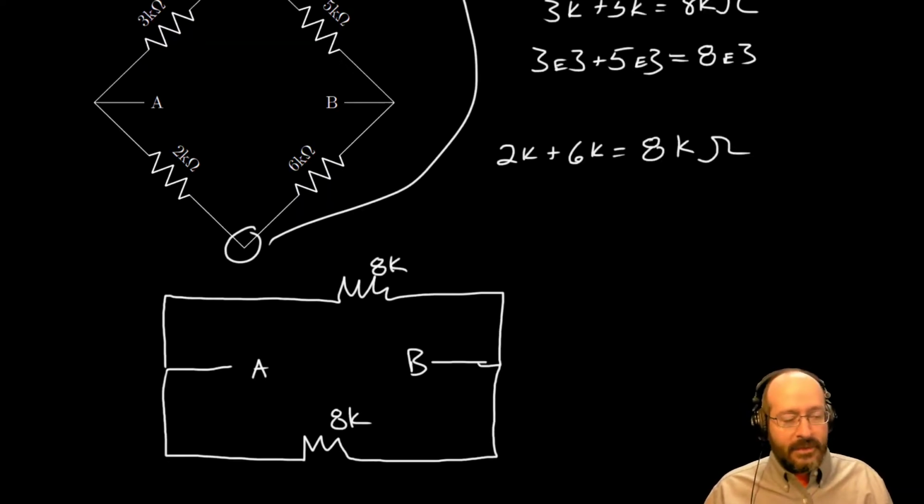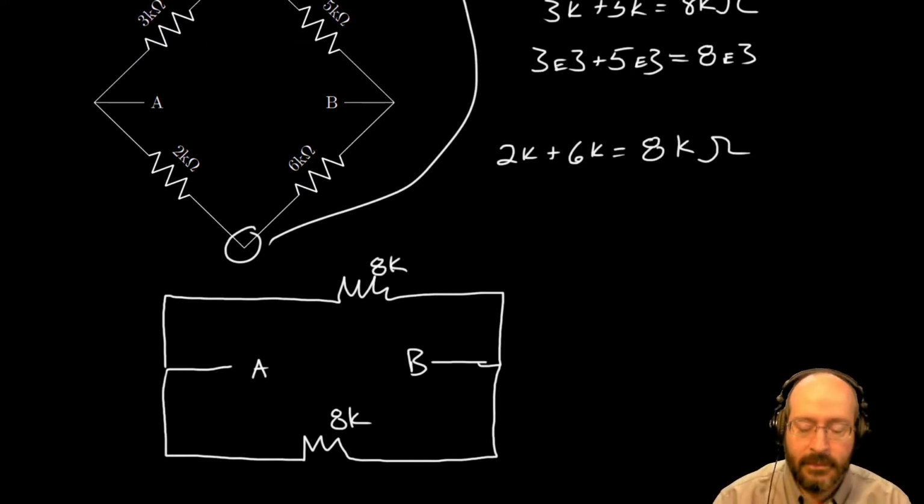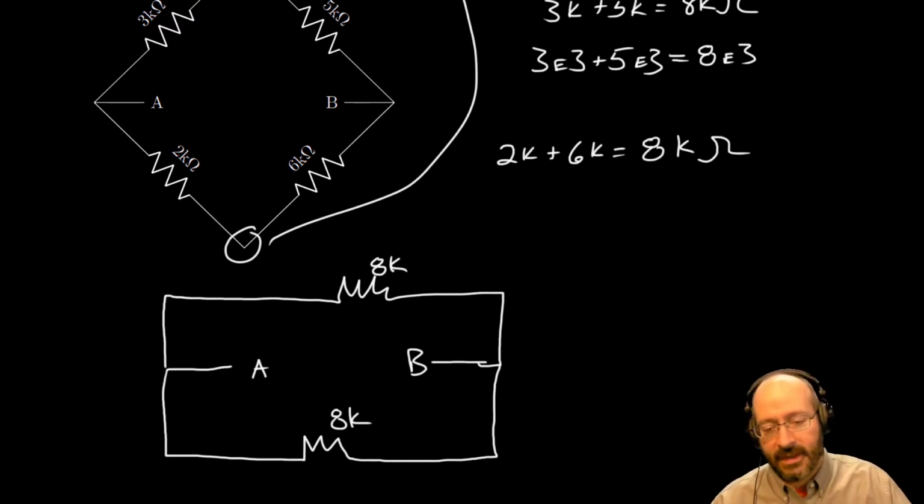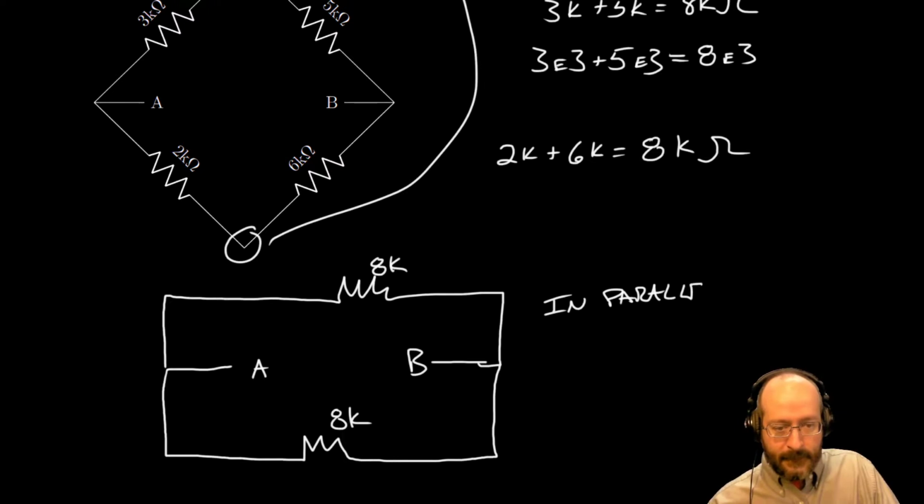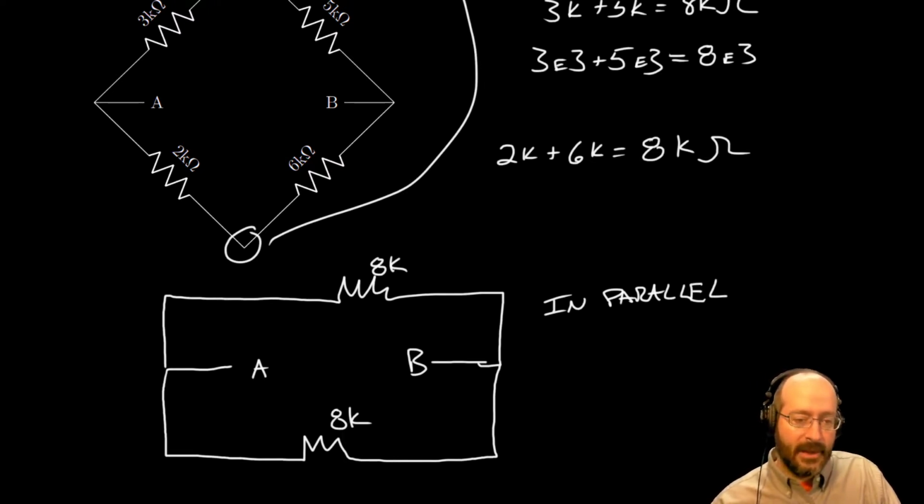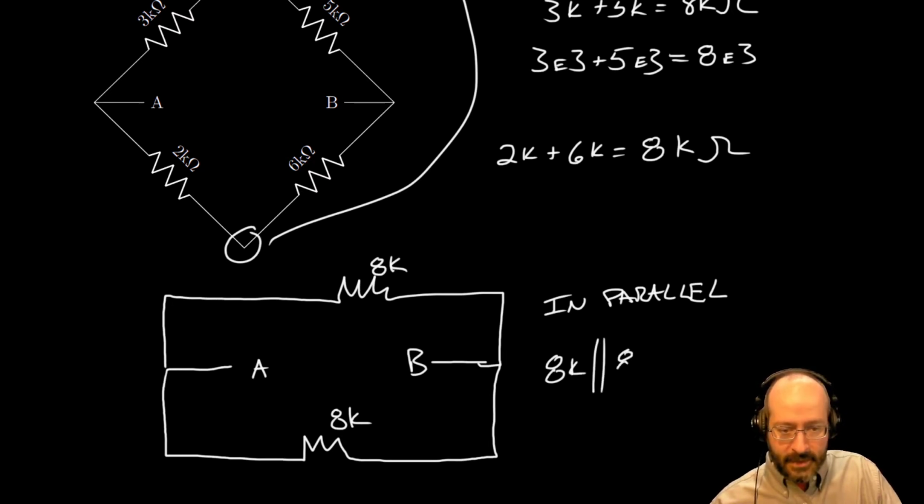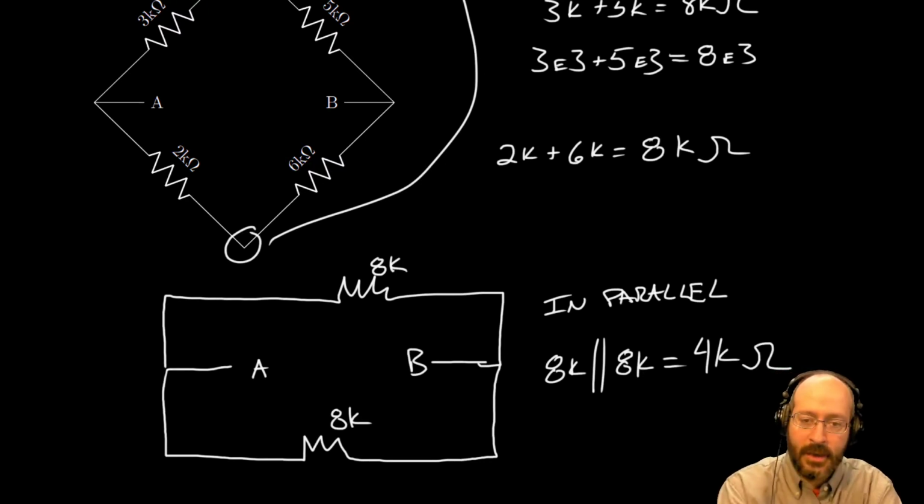What's in series and what's in parallel? Well, look at the nodes. The nodes again, there's only two of them, and both of the 8Ks are connected to them. They're connected to A and they're connected to B, so they're in parallel. Okay, and we have an 8K in parallel with an 8K, so two branches with the same resistance in parallel. We can just cut it in half. So 8K in parallel with 8K is 4K. Okay, 4 kilo ohms. And there's your answer.